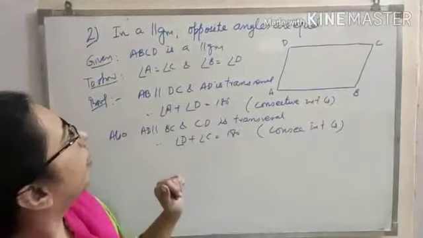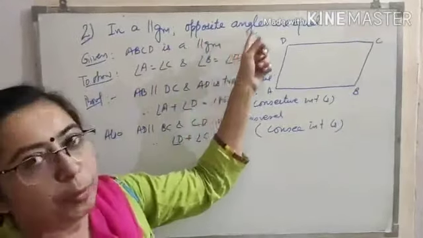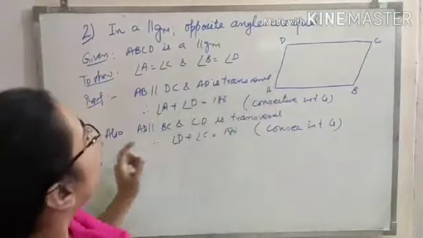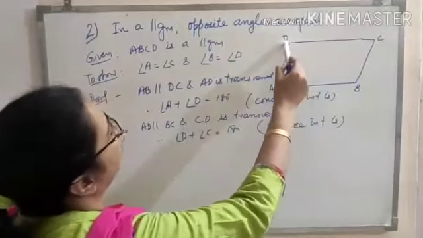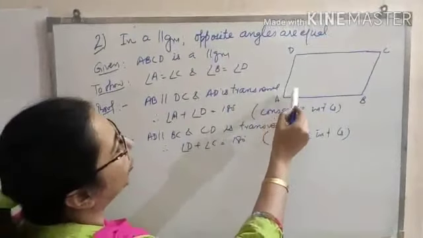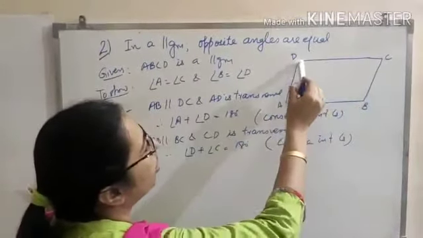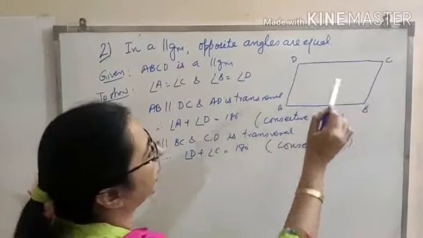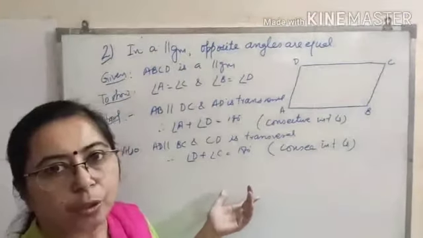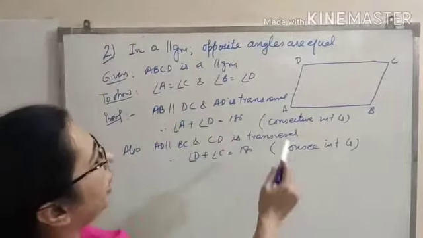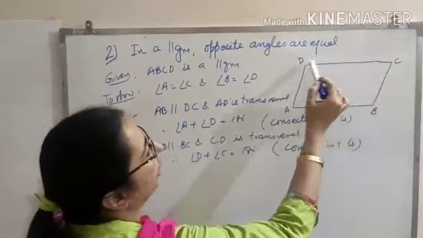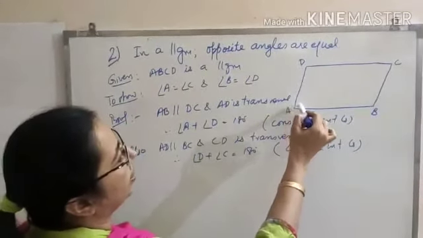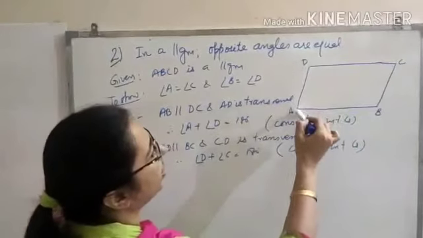Now we come to the second property. In a parallelogram, opposite angles are equal. You are given ABCD is a parallelogram and you have to show that opposite angles are equal, that is, A is equal to C and B is equal to D. Now again we will use the concept of parallel lines. AB is parallel to CD and AD is the transversal. These two lines are parallel and this is the transversal.